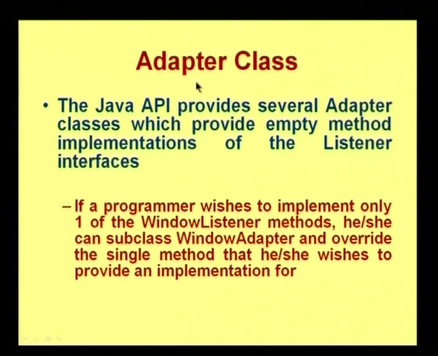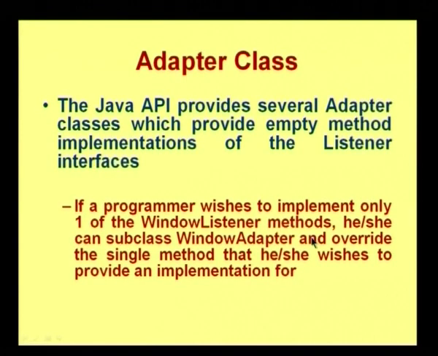Here, this is a class which has implemented all the methods in the particular interface, and whichever method you need to write alone, you can just override it. Whereas in the case of an interface you have to implement all the methods, an adapter class is a class which has already implemented all the methods, and for the method you want to implement, you can override it.